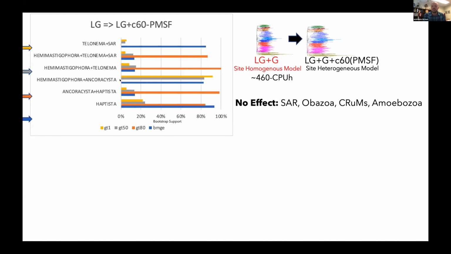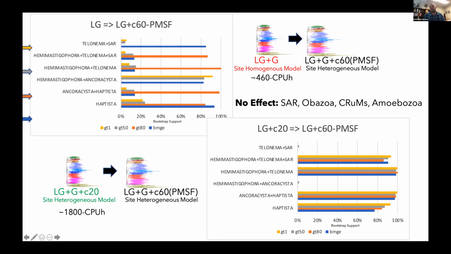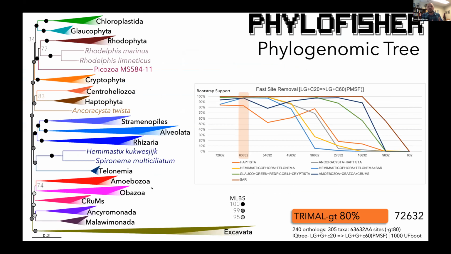this was very scary. So we ended up going back and doing a C20, so again, a C-series model, which takes a lot more time, three times the amount of time, to infer the site heterogeneous tree. And then we use that as our guide tree for PMSF, and it turns out that we yield the same results across the various trimming algorithms. So what we've decided to do is use the gap threshold of 80, which is sort of an in-between of gap threshold of 1 and BMGE.